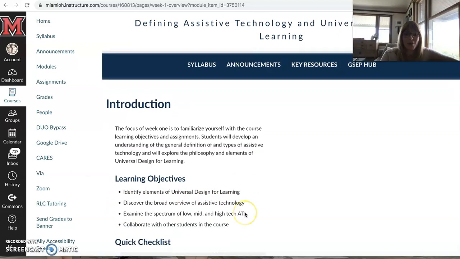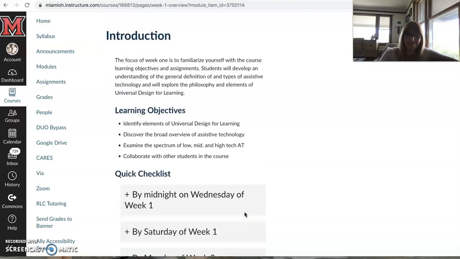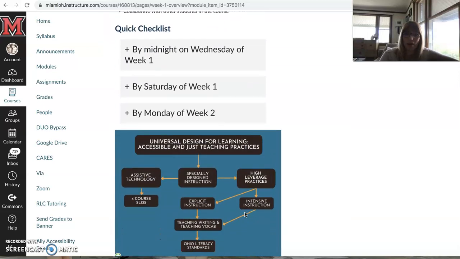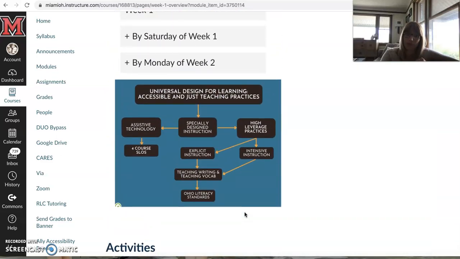All right, so this week we're going to spend time familiarizing ourselves with the course objectives and introducing ourselves to each other. Please take a minute to post an introduction. I'd like for you to develop an understanding of the general definition and types of assistive technology this week, and then we're going to do a deep dive into universal design for learning. You have each week posted a quick checklist as well as a more detailed checklist for your activities.